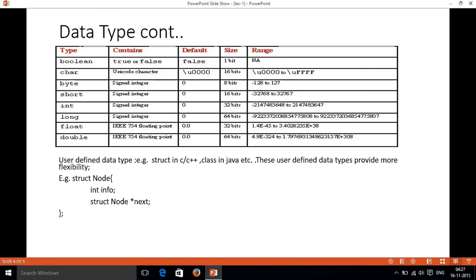Now, secondly, the user-defined data types are provided so that there is more flexibility to the user. The examples of the user-defined data types are struct in the C and C++ and classes in the Java.